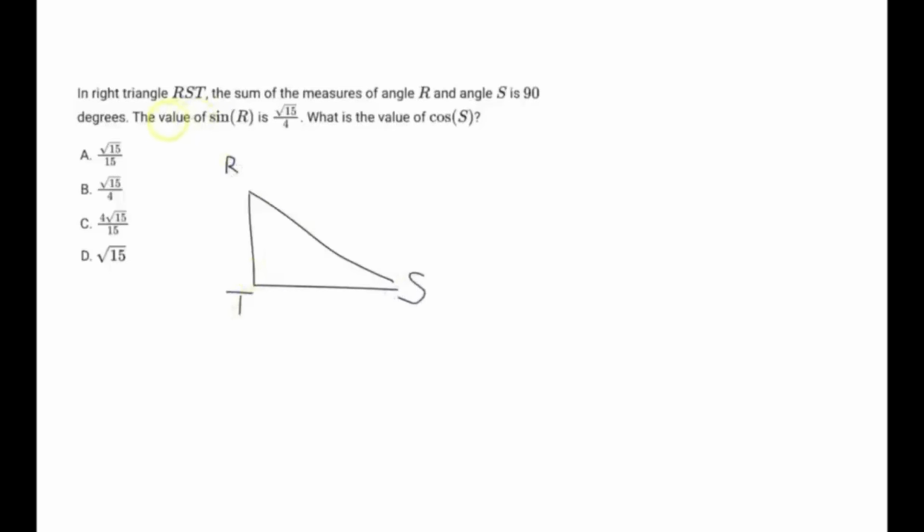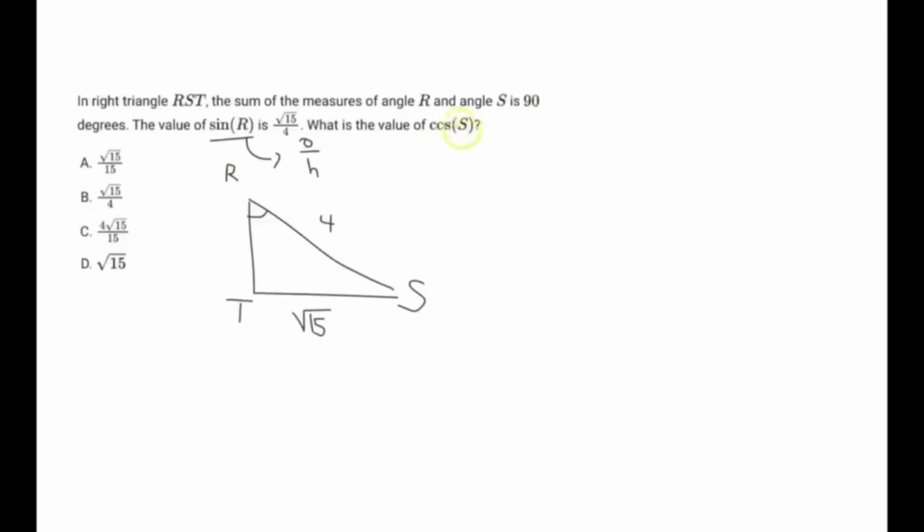All right. So the value of sine R, so sine, if you know SOHCAHTOA, is opposite over hypotenuse. So if we look at this angle measure, the opposite side length of this angle is over here. So this value will have the square root of 15. And then the hypotenuse would just be the hypotenuse of the triangle, which is RS. So here we would have a value of 4. I just want to erase this arrow. Okay, perfect.